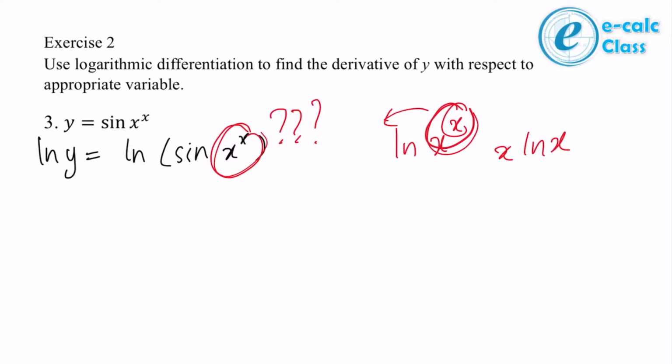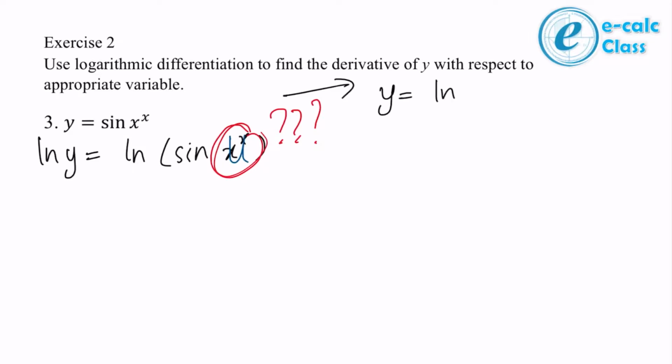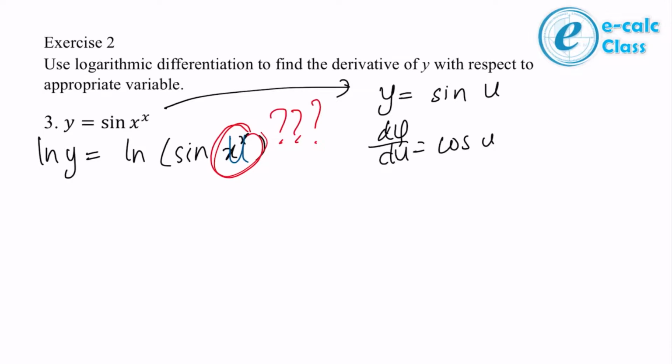What you can do is to use chain rule. You let the whole thing here be u. So it will just be y equals to ln. Sorry, not from here. It's actually from here. See, I make a mistake. From here, y equals to sine u. Then dy du equals to cos u. You just need your du dx, right? And who's your u? U equals to x to the x. This is when you do your logarithmic differentiation.